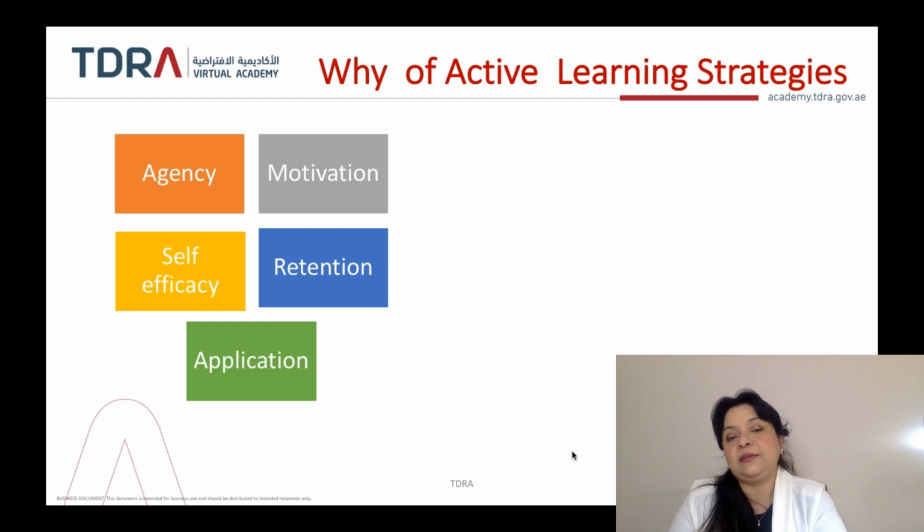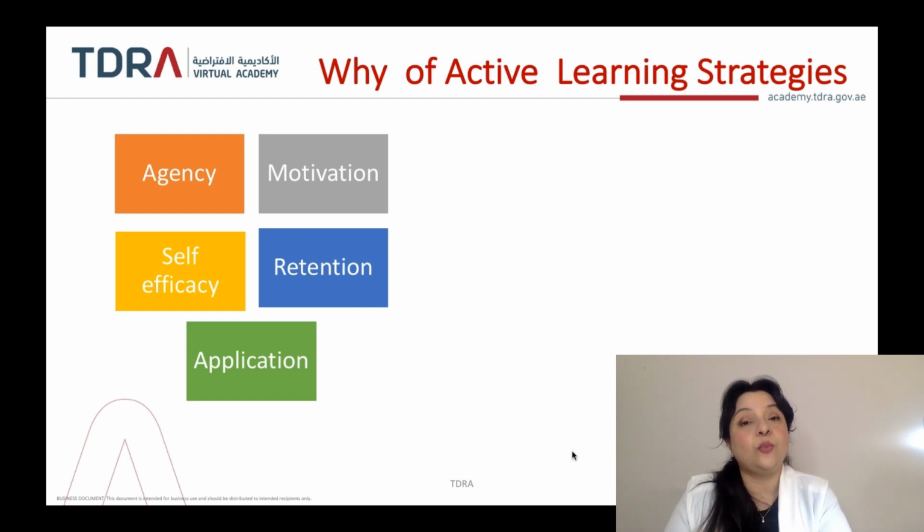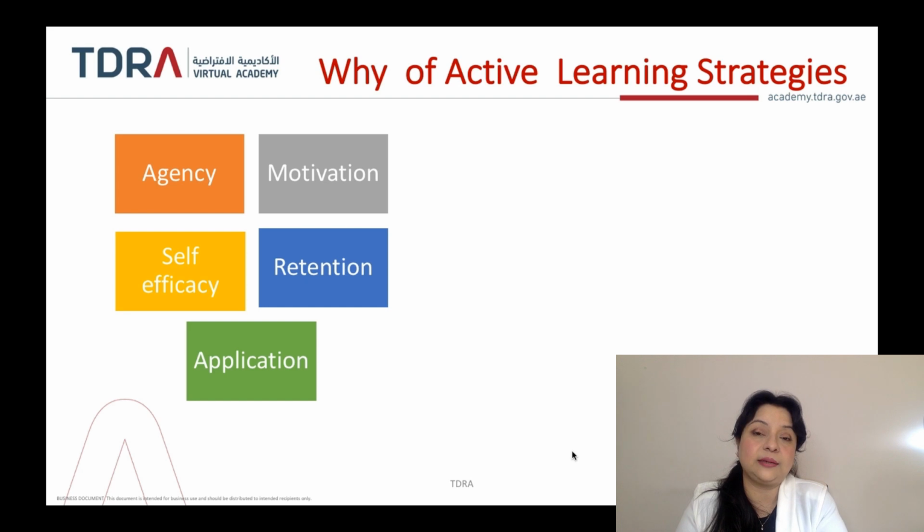This is what active learning does. So motivation, of course, we discussed, and the agentic part of it is also there. So it develops agency inside us. It also develops self-efficacy. Now, this is very important that we understand what self-efficacy is, and we have discussed this in other sessions as well. Self-efficacy basically is the opposite of self-esteem.